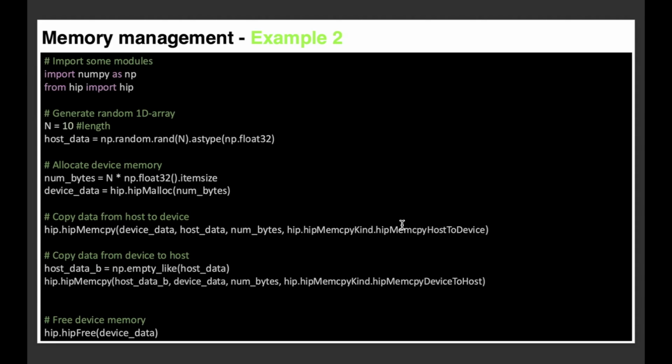Now that the data is located on the device, probably we want to do some operation, and then we want to copy back the data. In the same way, with the same function, but here the direction is from the device to the host. And after, you can free the device memory. This is an example that you can run, and you can check if the data stored in the host is the same as the original host data.